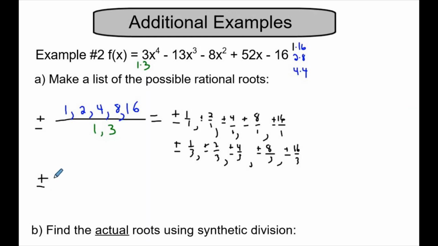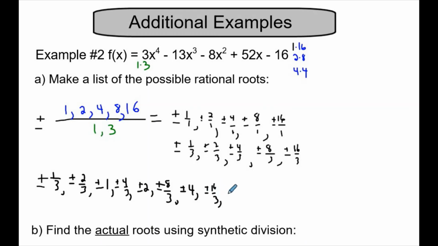The smallest thing that I see is a third, and then 2/3, and then 1, because 1 divided by 1 is 1, and then 4/3, and then 2, and then 8/3, and then 4, and then 16/3, and then 8, and then 16.